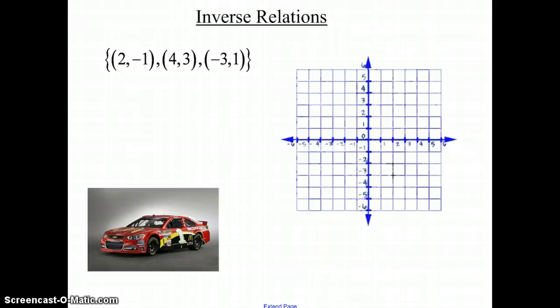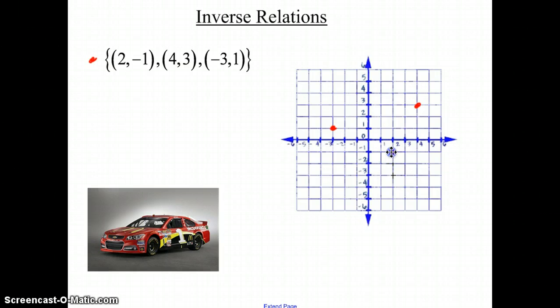This is your original one. If we graph this, it's at (2, negative 1), (4, 3), and (negative 3, positive 1). That's our initial one.